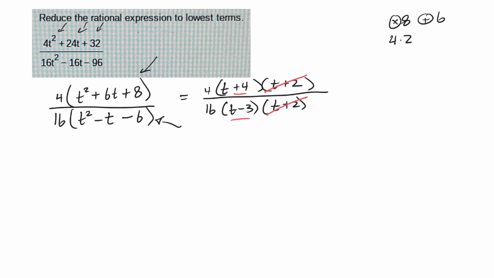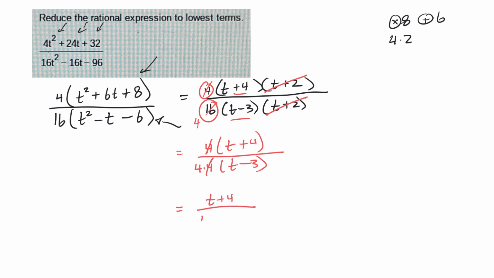These I can't do anything with, but the 4 and the 16 I can. You can't just think, well, 4 goes into 16 4 times. Another way to think about it is, let me just rewrite it, 4 times t plus 4 times 16 is 4 times 4 times t minus 3. So this 4 cancels that 4. So my answer in the end will be, I'll just have a t plus 4 on top, and then on the bottom I'll have 4 times t minus 3.